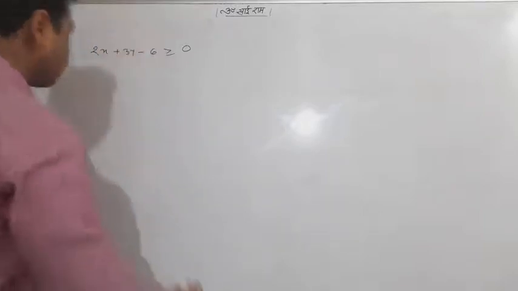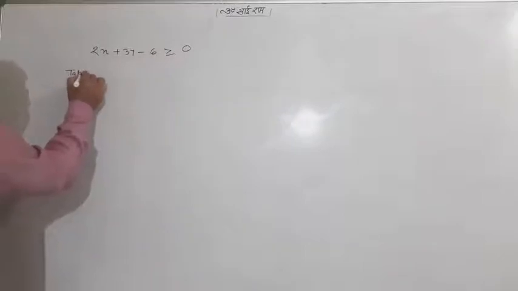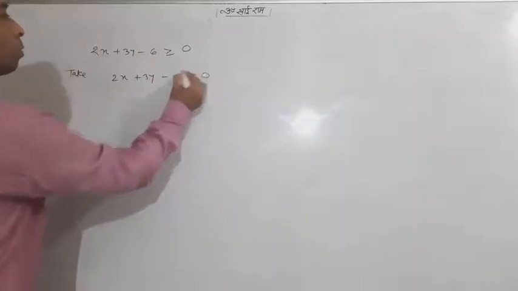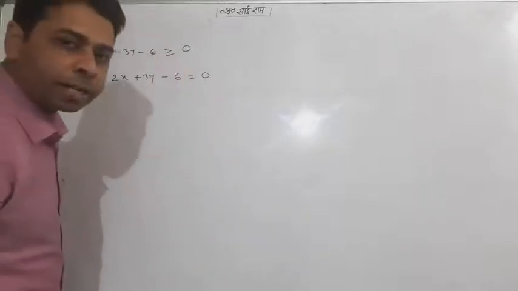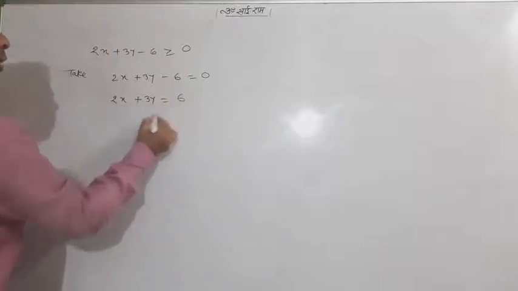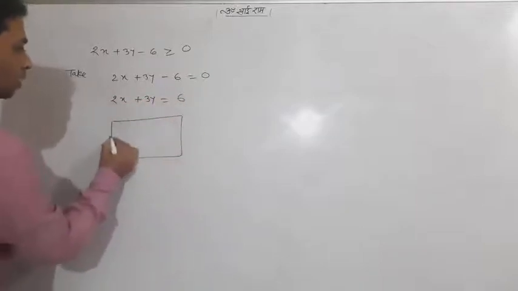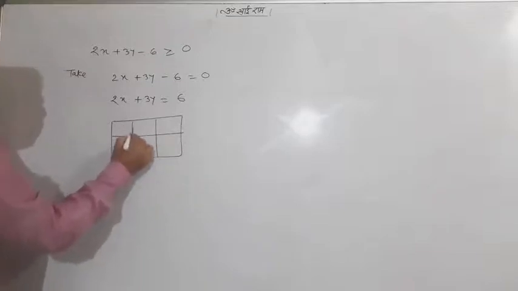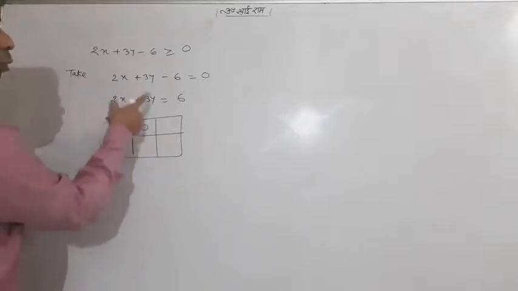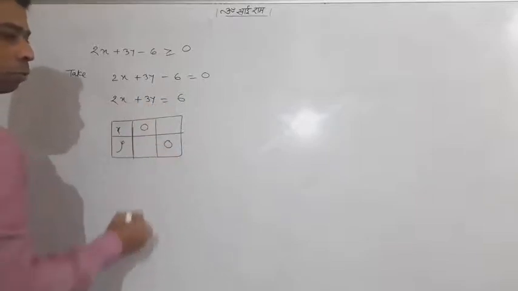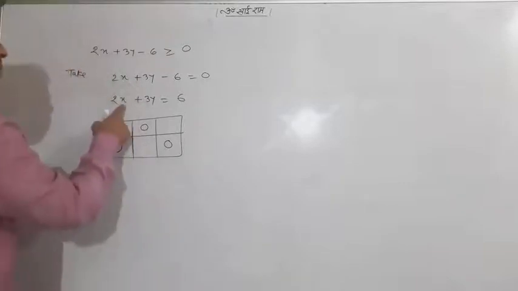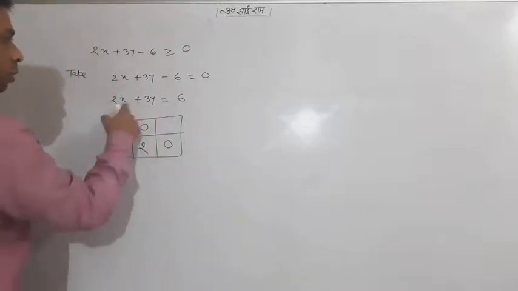So what to do? Again I start: first say 2x plus 3y minus 6 is equal to 0. I always prefer to take the equal to sign. 2x plus 3y equal to 6. Then make a table, and choose values like this: when x equal to 0, y should be something, and when y is 0. These two you have to give first preference. When x is equal to 0, y will be 2; when y is equal to 0, x will be 3.